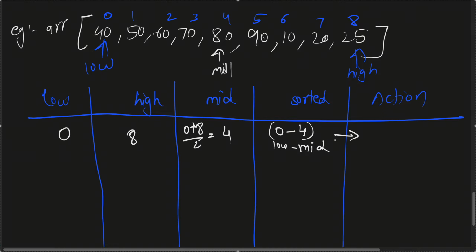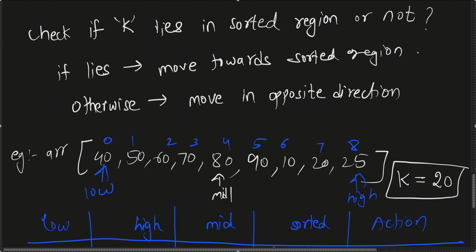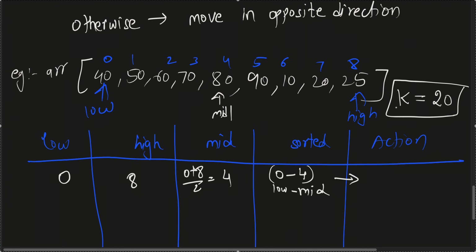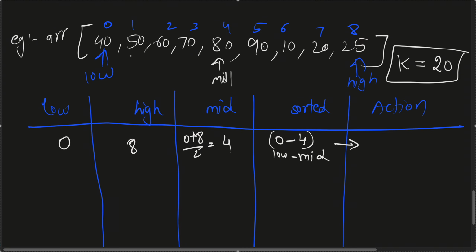So which element do we want to search? That we have not specified. Let's say the element that we want to search is 20. So for this array we want to search k equal to 20. Now the next question that we have written here: check if k lies in the sorted region or not. If it lies, move towards the sorted region, otherwise move in the opposite direction. So the value of k is 20. Does 20 lie in the sorted region from 40 to 80? No.